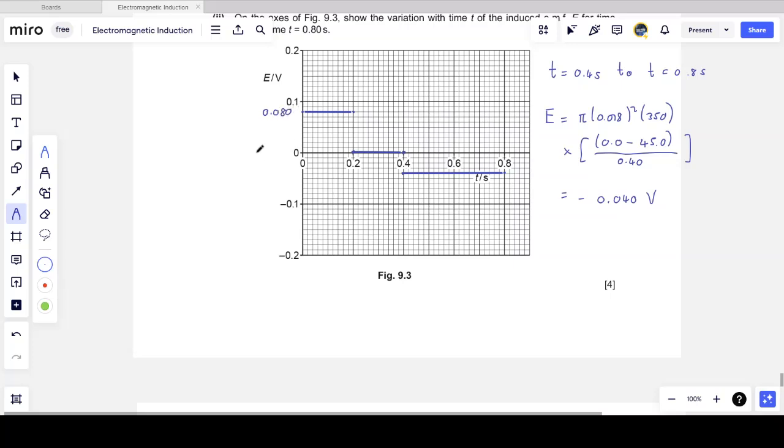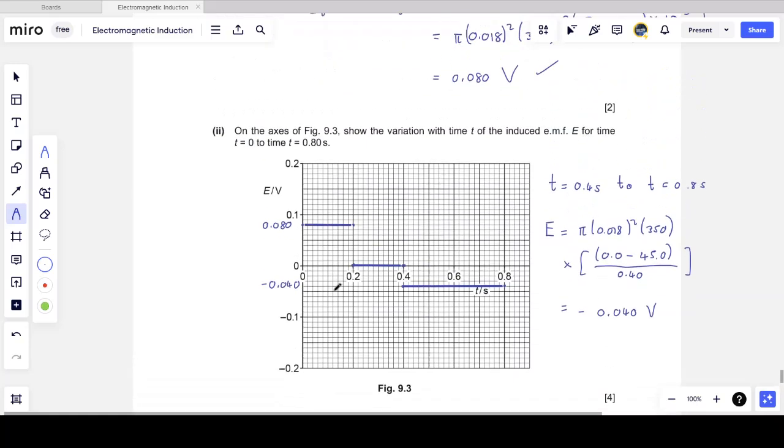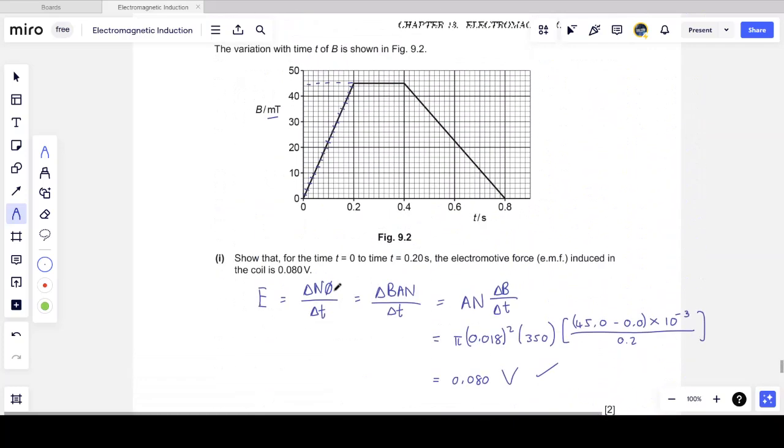0.08 volts, obviously 0, and minus 0.04 volts. And so we can see that our EMF consists of horizontal lines, because they are constant when the gradient of the flux density versus time graph is constant, and they change direction when the graph of B against T changes direction. So increasing means a positive induced EMF, decreasing means a negative induced EMF.